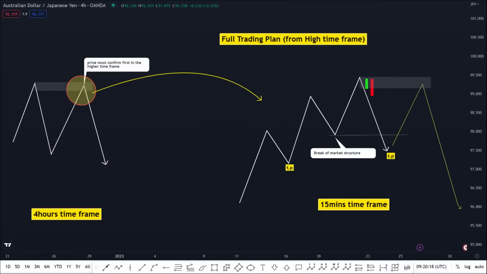This plan demonstrates how you should use your higher time frame to lower time frame. Always make sure that in the higher time frame price confirmed. Then when you move on to the lower time frames, you just use the same pattern of break of structure.